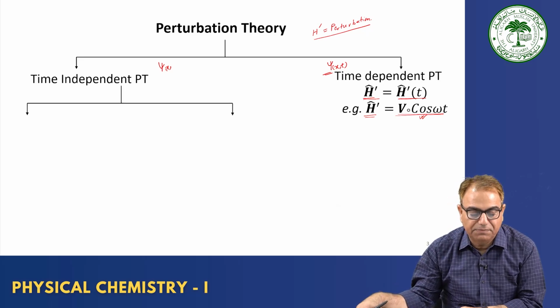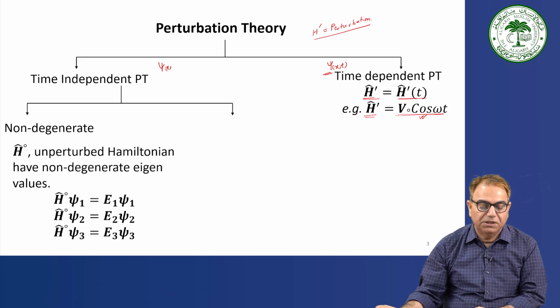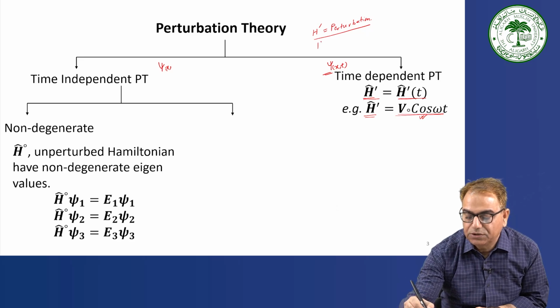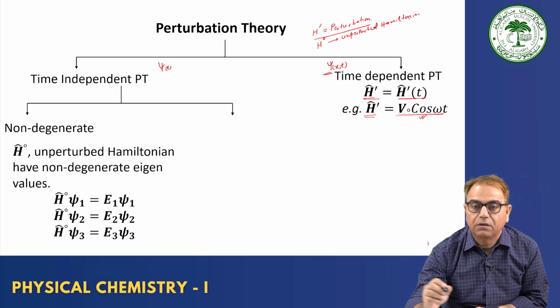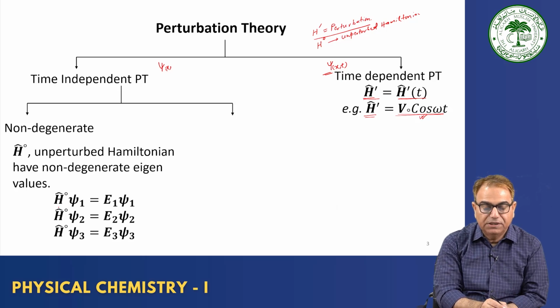But time independent perturbation is also divided into categories. One is called non-degenerate and another is called degenerate perturbation. First is non-degenerate perturbation. If I write H naught, this naught is responsible for the unperturbed system, the unperturbed Hamiltonian, meaning those systems for which the solution is known. And non-degenerate means if you operate with this Hamiltonian on psi 1, you get energy E1.